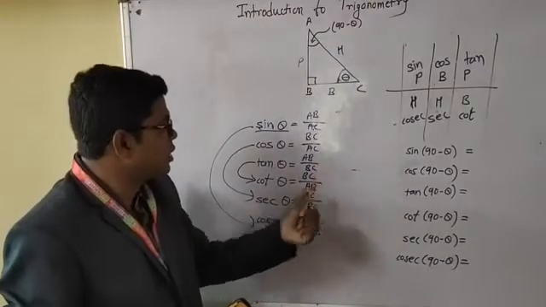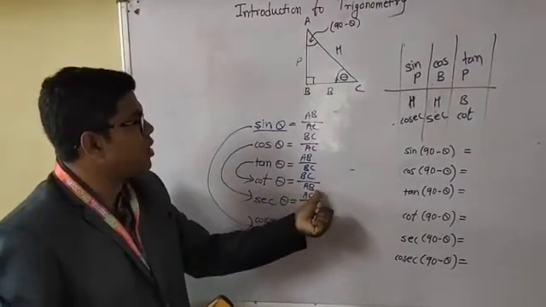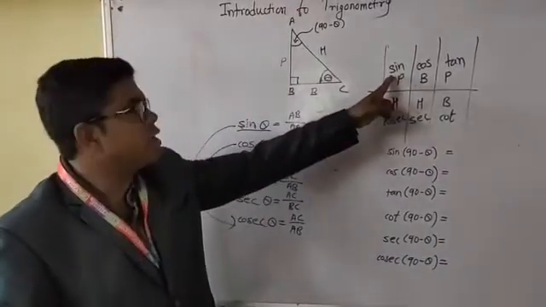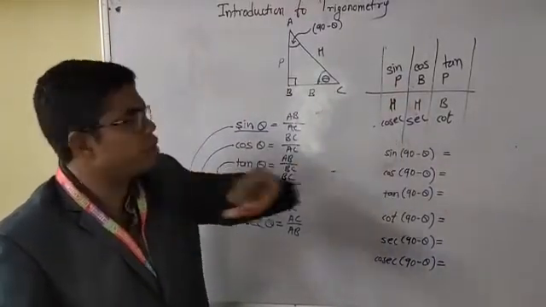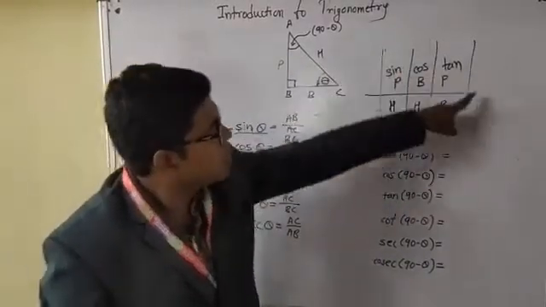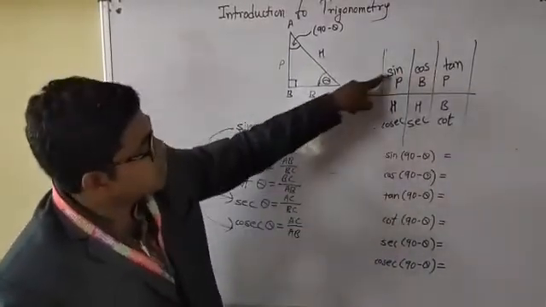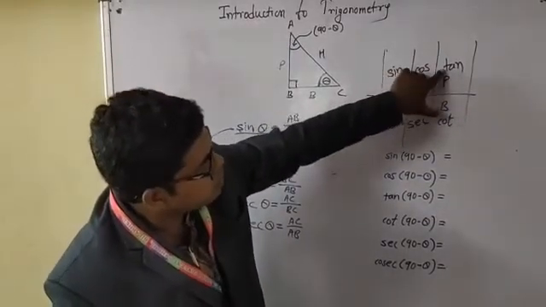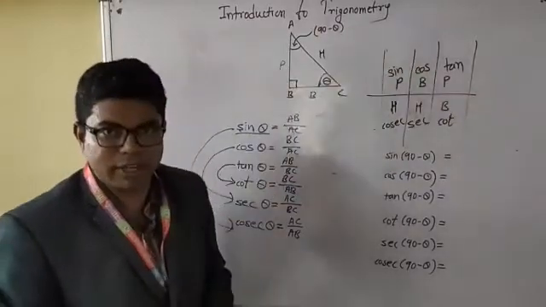AB upon BC, hence it is cot BC upon AB. So if you know sine ratio, then you can simply predict cosec ratio, because cosec is a reciprocal of sine. Then from this table also you can say that sine is a reciprocal of cosec, cos is a reciprocal of sec, tan is a reciprocal of cot, and vice versa.